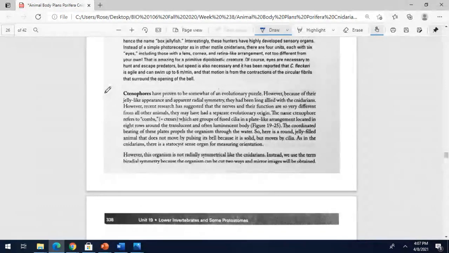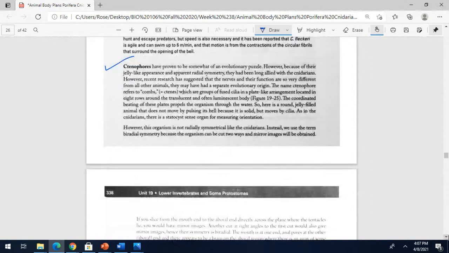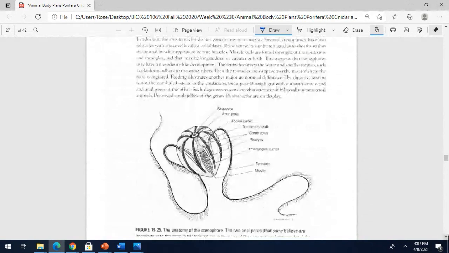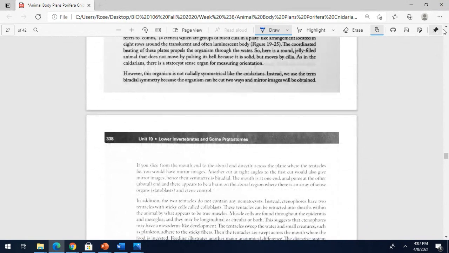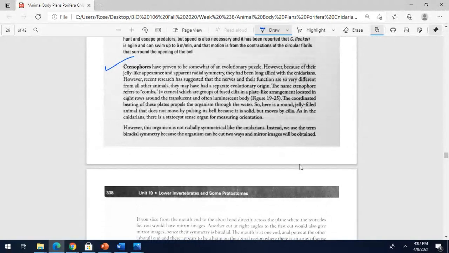All right, so next we are going to talk about ctenophores. These are the comb jellyfish. Do they call them jellyfish? Let me see what they call them. Ctenophores. Well, they have the combs, the ctenes, that make them called ctenophores. Here, ctenes: these are the words, how you could study how they derive their names. Ctenophore refers to the combs, which are called ctenes, and they are groups of fused cilia that form plate-like arrangements in 8 rows.